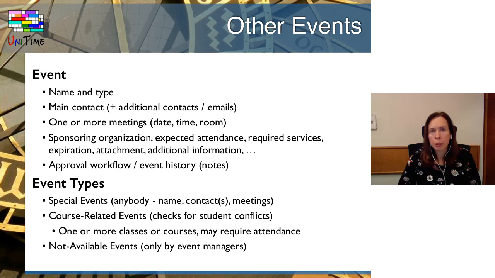for an approval before it gets canceled. The request for an event, which means a request for a room reservation, essentially, can have an attachment, and it has space for additional information. And then the event also keeps the information about the approval workflow in the event history.